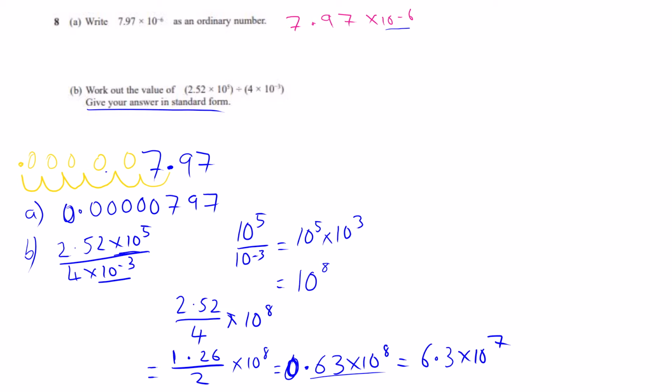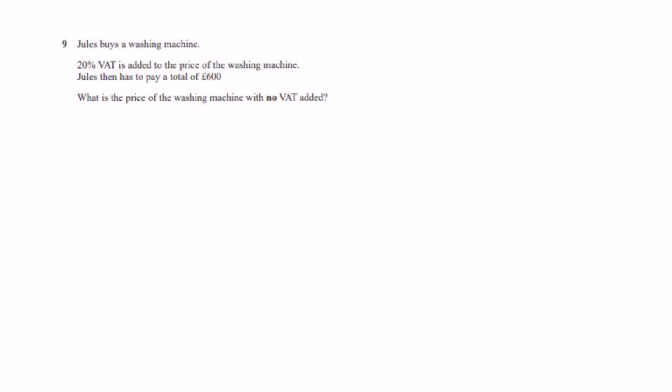So let's move on. Okay, question 9. Jules buys a washing machine. That's irrelevant information, we're not fussed. 20% VAT is added to the price of the washing machine. Jules then has to pay £600. What is the price before the VAT is added?